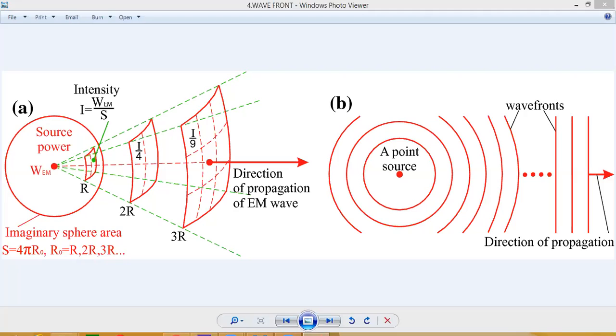Okay, now I'll go to the next topic. The next one is various types of polarization.